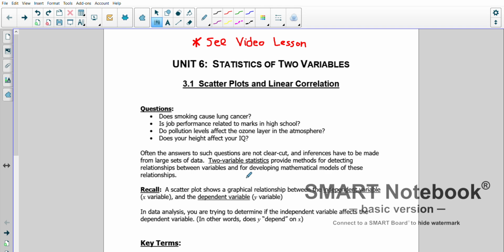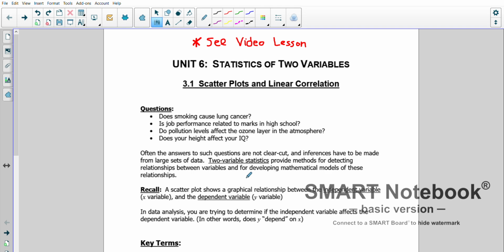So this new unit is on statistics of two variables. The last unit was statistics on one variable, whatever the variable was, marks, height, weight, and we did mean, median, mode, standard deviation, all those one variable statistic calculations. But now we're going to be looking at two variables.